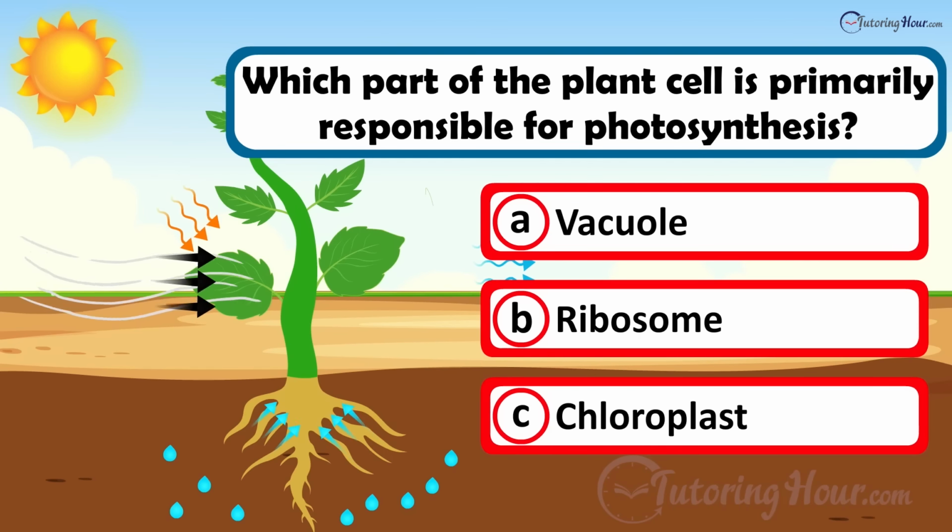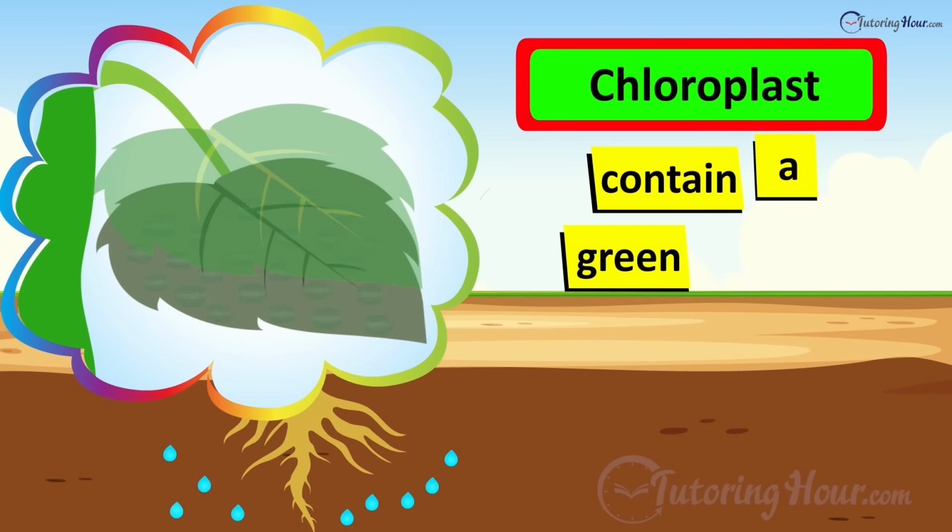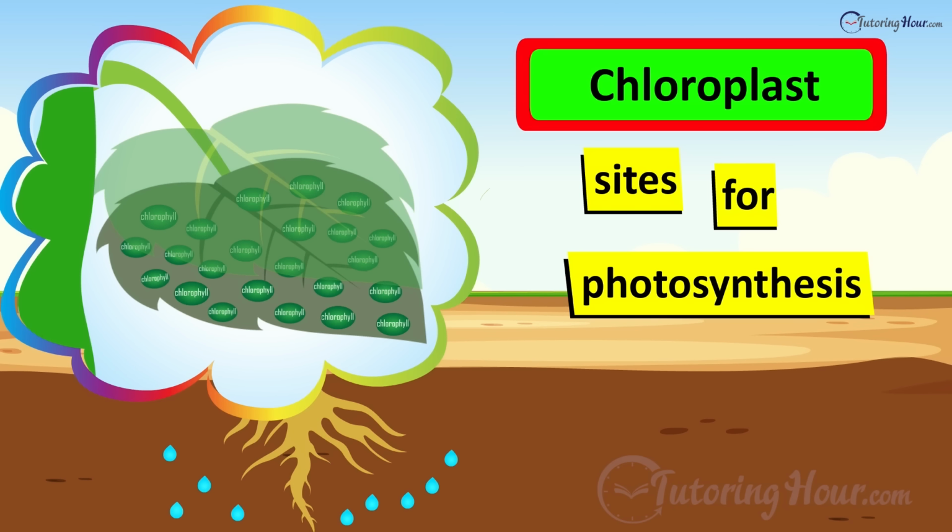The correct answer is chloroplast. Chloroplasts contain a green pigment, making them the sites for photosynthesis.